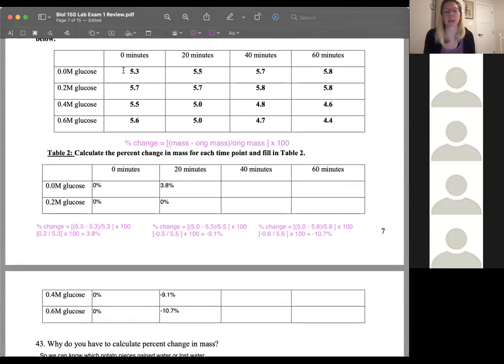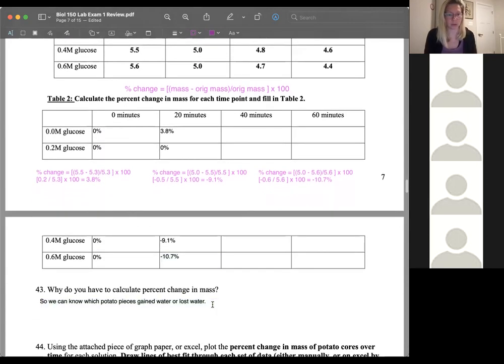So in order to really capture what is happening in these potato pieces, and like you said, in order to really understand which pieces lost weight or gained weight in water, we want to calculate the percent change.